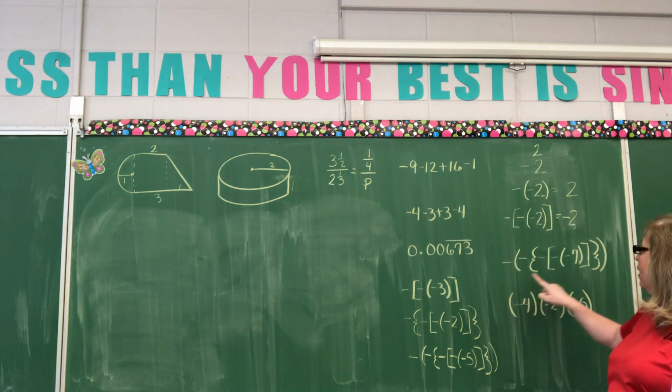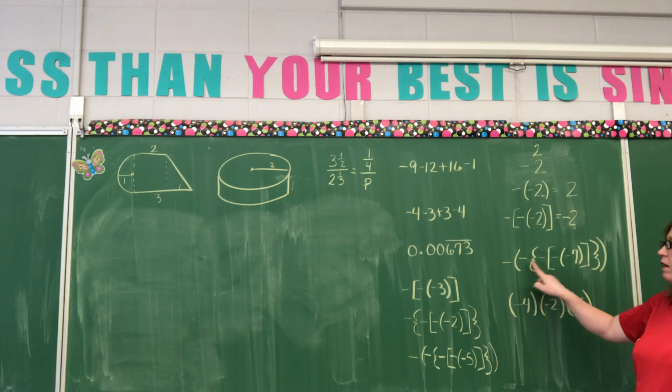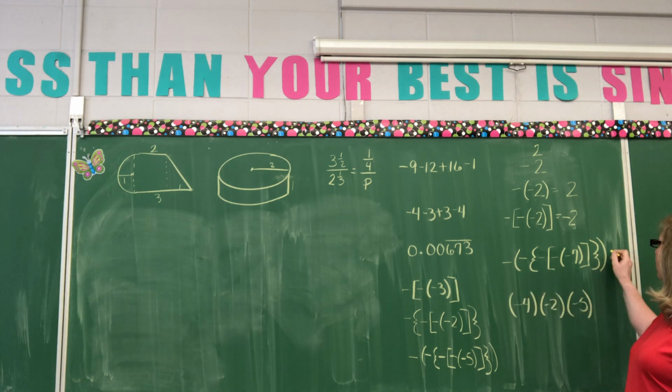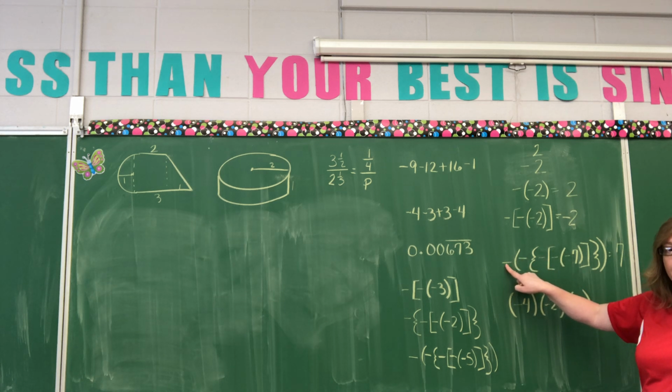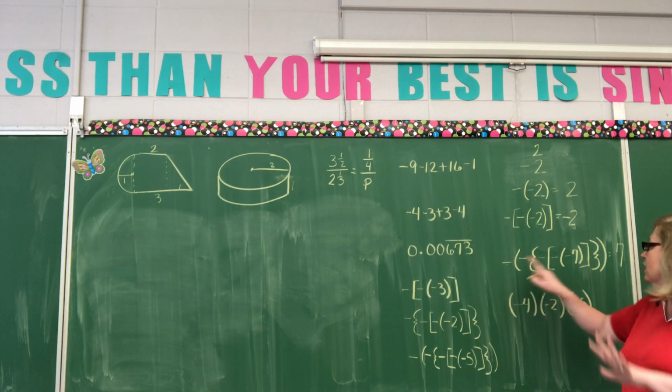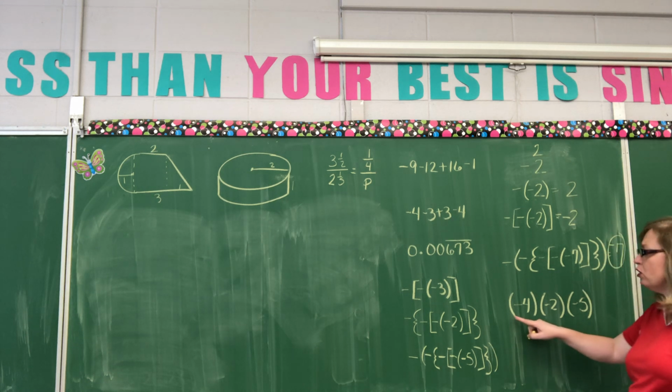Look at this one. I have 7, the opposite of, the opposite of, the opposite of, the opposite of, and the opposite of, okay? Again, I'm only going to write the 7 down, and I'm going to count my signs. 1, 2, 3, 4, 5. There are 5 opposite signs. This is negative 7.